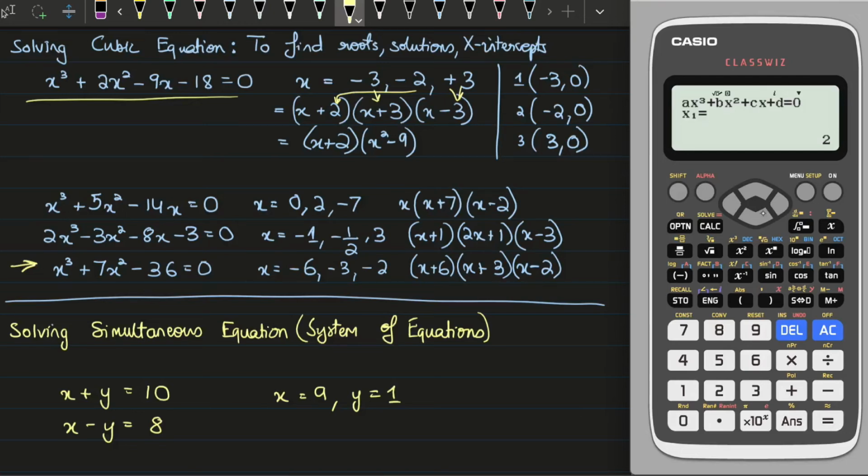Your answers are 2, minus 3, and minus 6. That's exactly what we have over here. Again, minus 6 corresponds with the factor x plus 6, minus 3 corresponds with x plus 3, and minus 2 corresponds with x minus 2. Sorry, plus 2. Okay, now this right here is a plus 2, my bad. This right here is going to be a plus 2 and it corresponds with a minus 2.